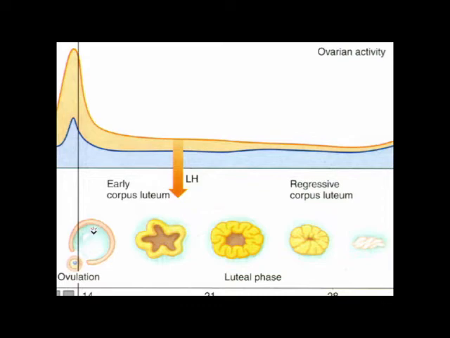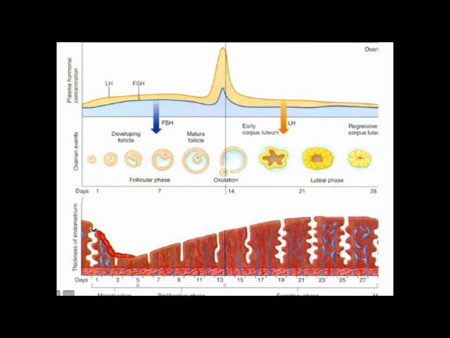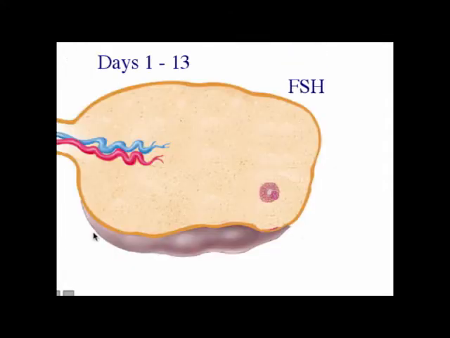So anyway, it gets smaller and smaller, and eventually dies on day 28 if she's not pregnant. We don't need to see that, so you know all that. Okay. So now I want to go through the reproductive cycle again if she is pregnant.